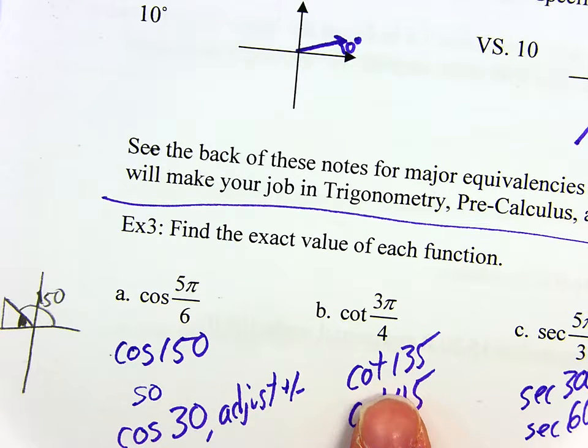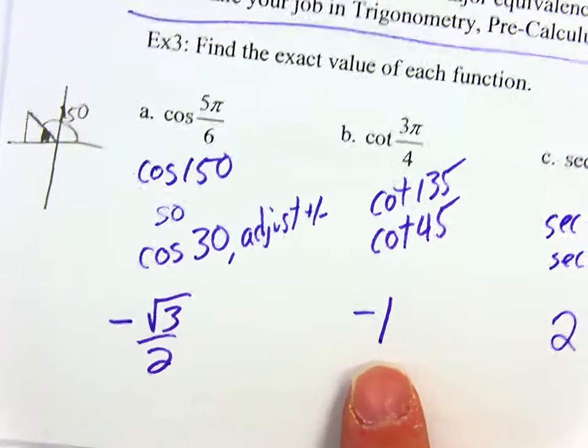So I'm talking about cotangent. What quadrant am I in with a 135-degree angle? 2. So will cotangent be positive or negative in quadrant 2? It will be negative. So I need a -1. There it is.